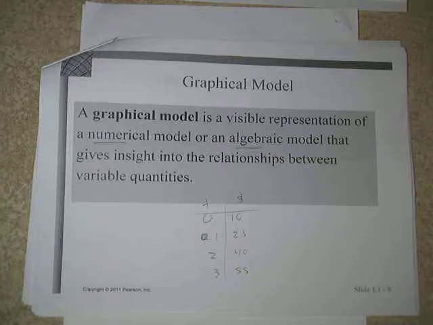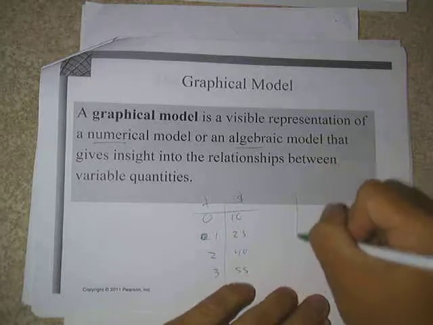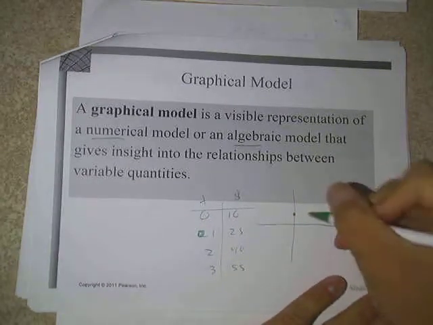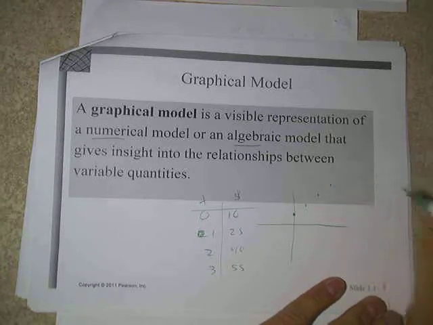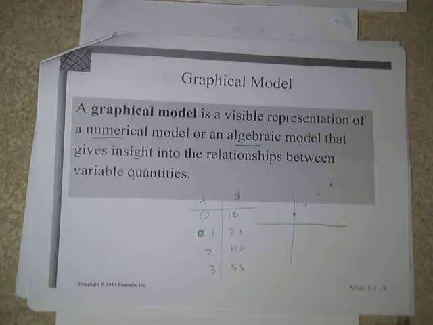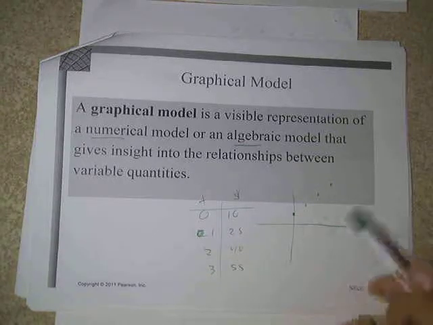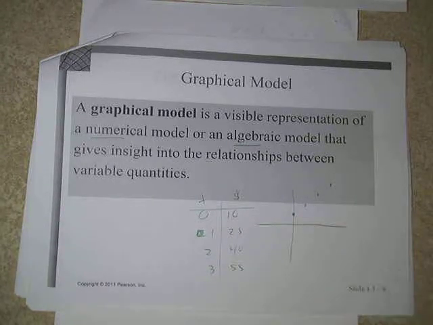If I were to plot those as points on the coordinate plane, time versus money, I could get a visual of what's going on in that situation in terms of how the time relates to the dollars. If I did that, in this case I'd have 0, 10, and I'm just going to draw really roughly here, 25, 40, 55.